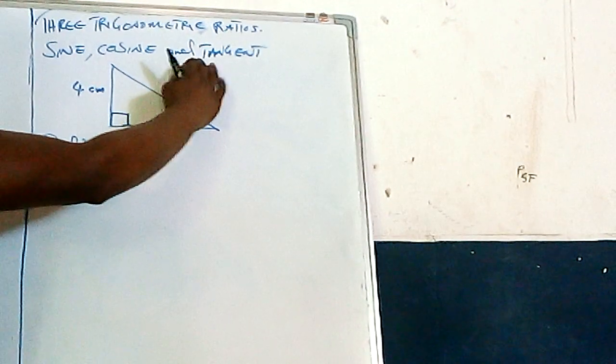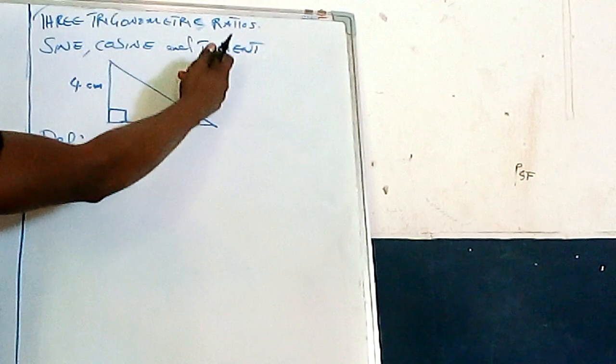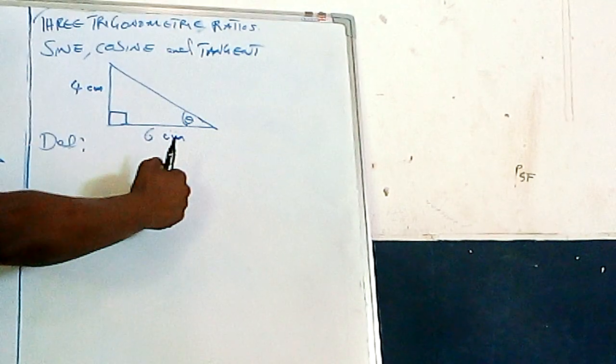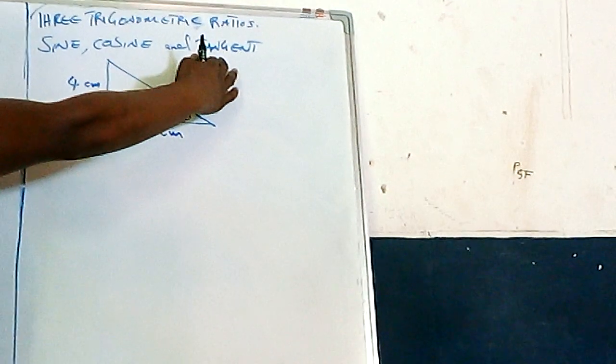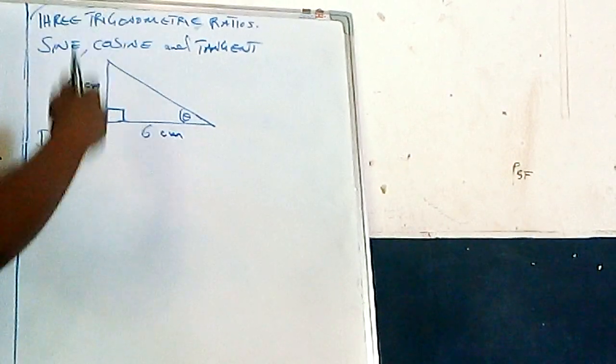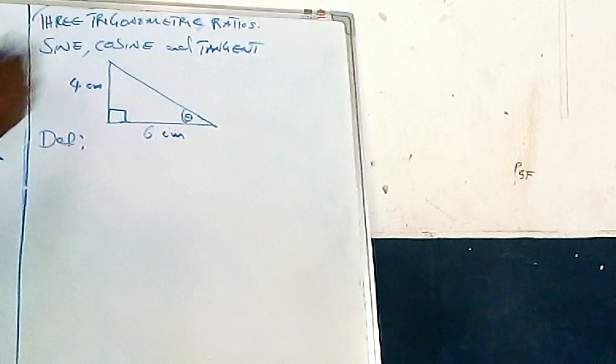The same is true of the tangent ratio. Instead of writing tangent, we remove the gent, so we have tan. Abbreviated as tan, of course, but pronounced as tangent. So those are the abbreviations for the three trig ratios.